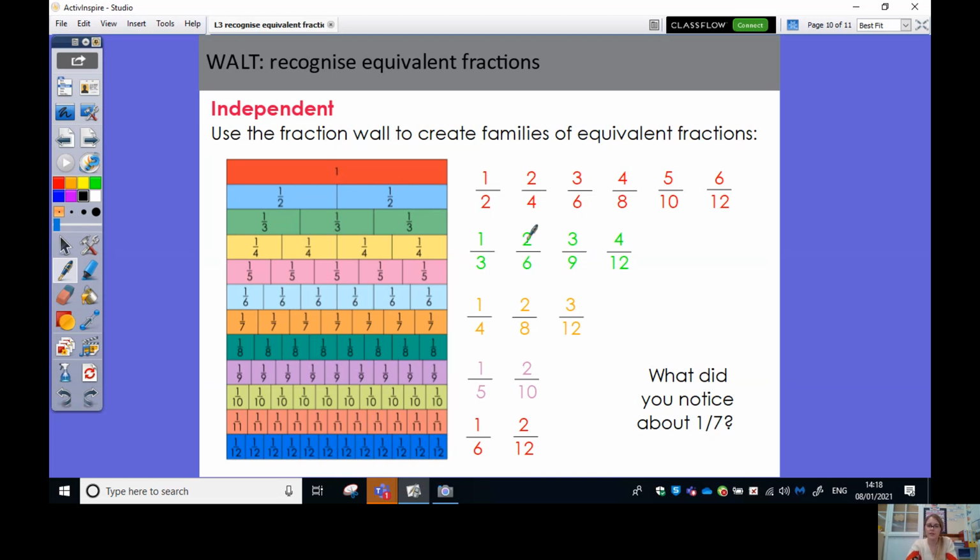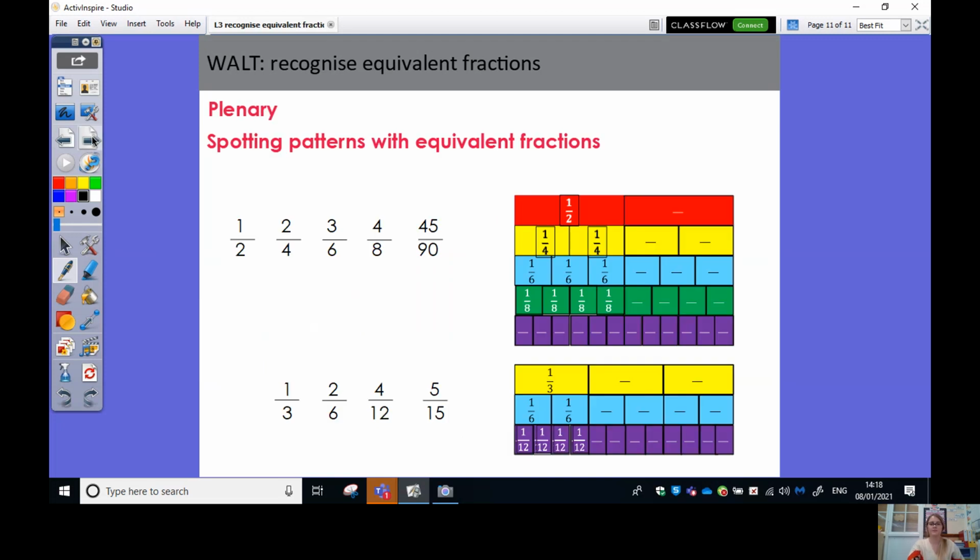So hopefully you can also see, as we discussed earlier, that if I look at the numerator and denominator, it starts to multiply again by the same number as we looked at in the previous slide. So 3 times 2 is 6, and 1 times 2 is 2. 3 times 3 is 9, and 1 times 3 is 3, and so on. So let's have a look at that a bit more in detail.